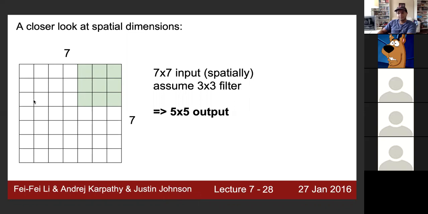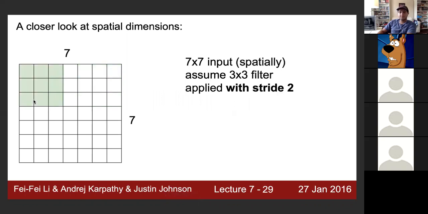Now let's look at stride 2. Stride 2 means we're going to skip 2 pixels at a time. So now we have 1, then we've jumped 2 places, and then we jump another 2 places, and we have 3. If we do this over and over again, we would get a 3x3 output.